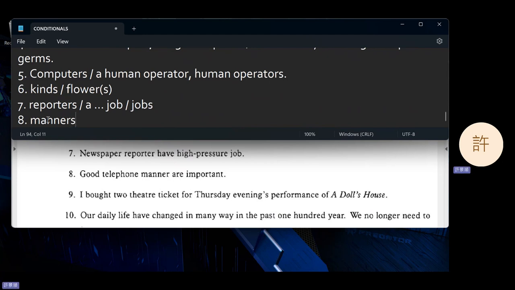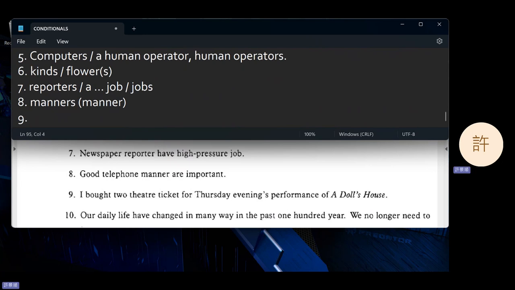Number eight, good telephone manners are important. This is the only answer. When you mean polite actions and polite words, you have to use the plural, manners. Manner singular just means behavior or like style of action. In Chinese, we call this yi tai. So the meaning of the word is different whether you use the singular or the plural.